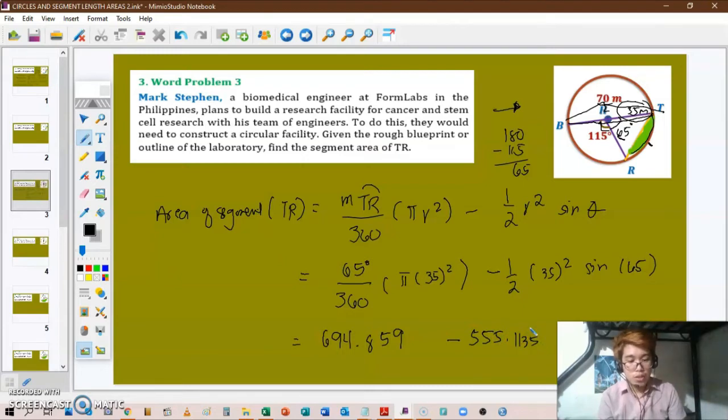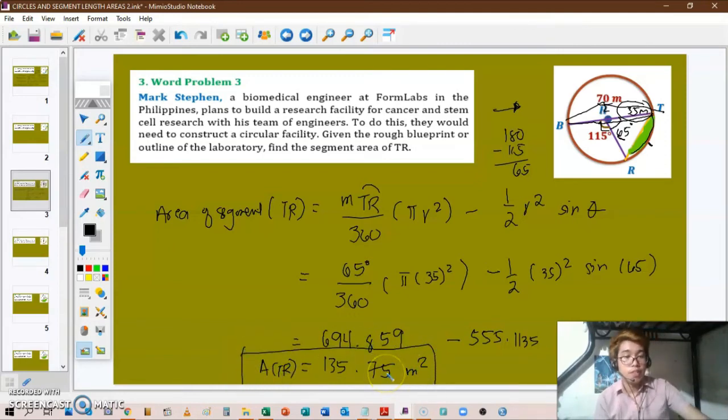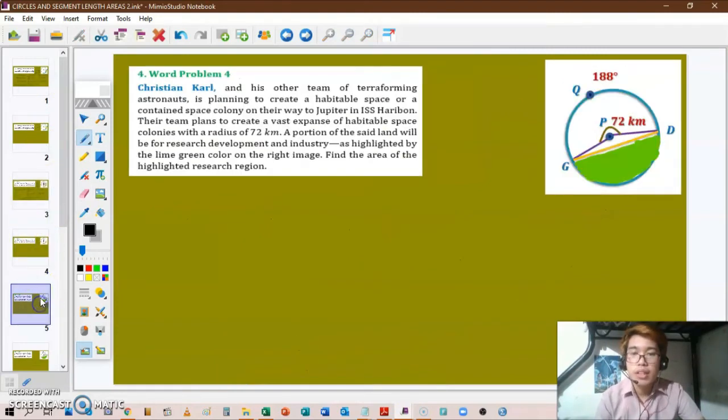Okay, so 694.859 minus the answer, so it's going to give us 135.75. And there you go. So that's going to be the area of the segment TR, 135.75 squared meters. Area of segment TR is equal to 135.75 squared meters. Okay, next problem.